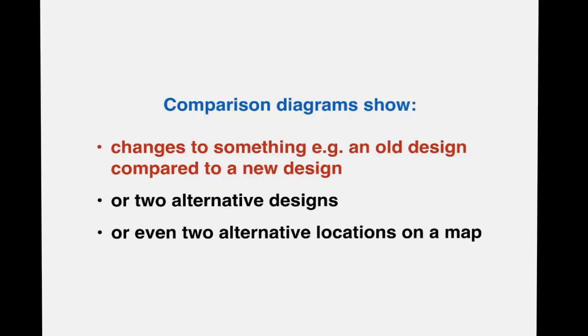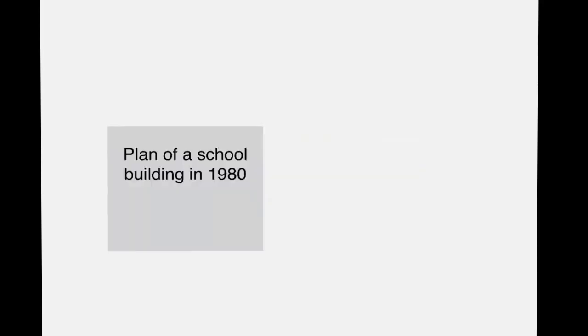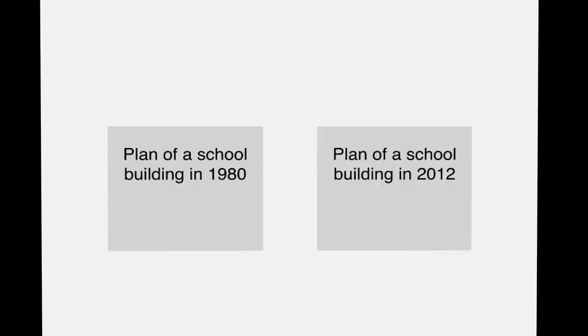Two pictures showing an old design and a new design. Here's an example that's similar to a real question in one of the IELTS books. We see a plan of a school building, for example, in 1980. This plan would show buildings, car parks, school fields, etc. And then we see next to it a plan of the same school building in the year 2012. And there's probably some changes from one building plan to the next, and we have to compare the changes.